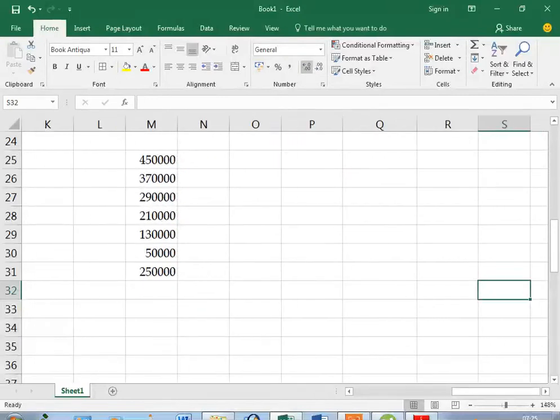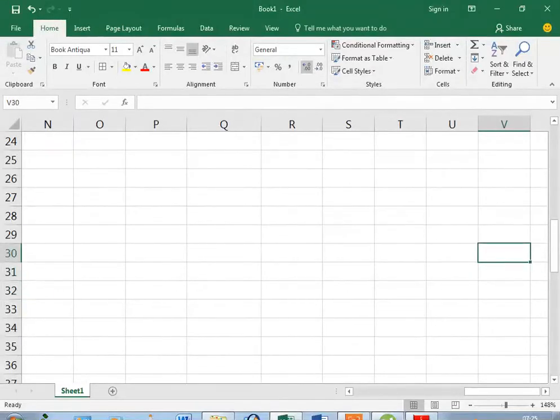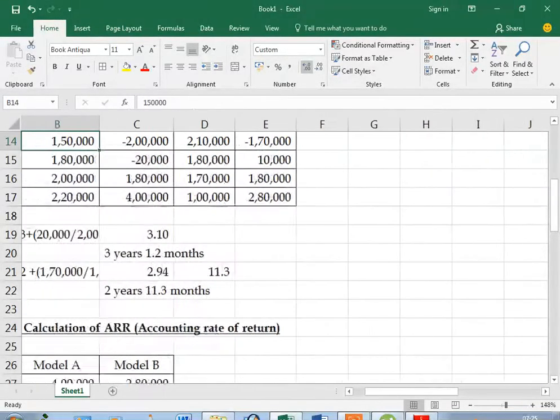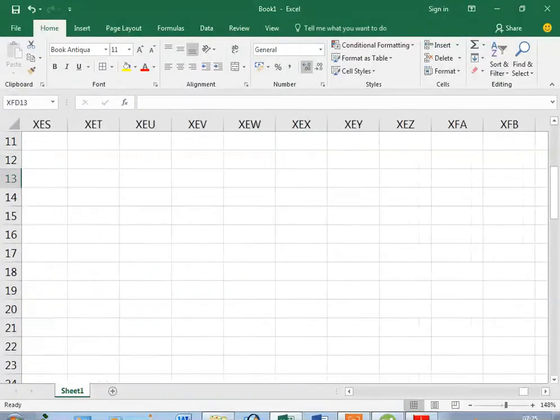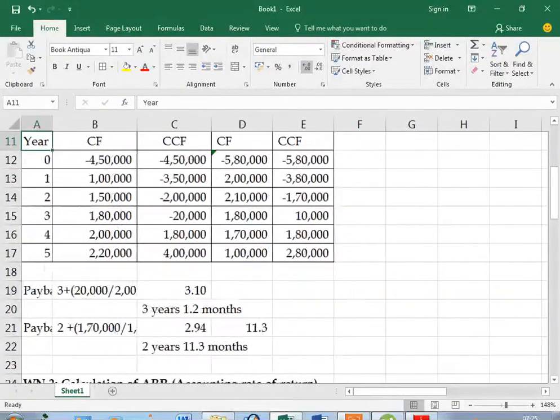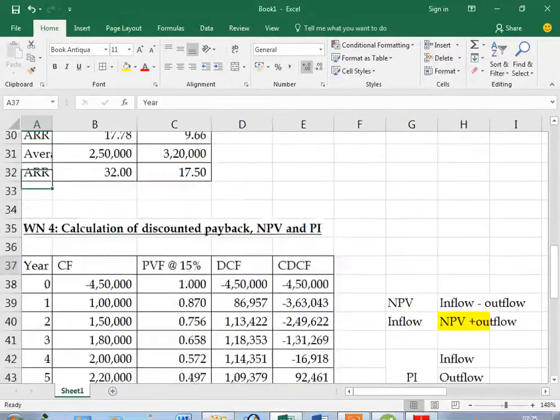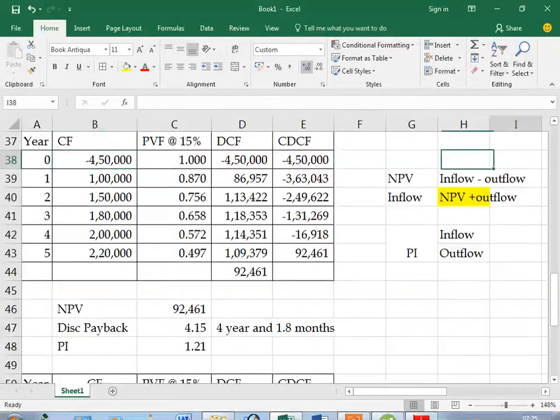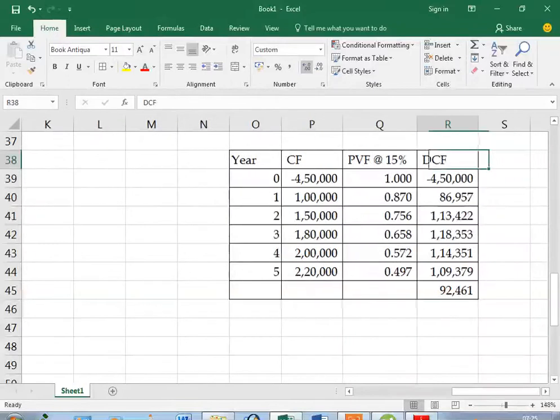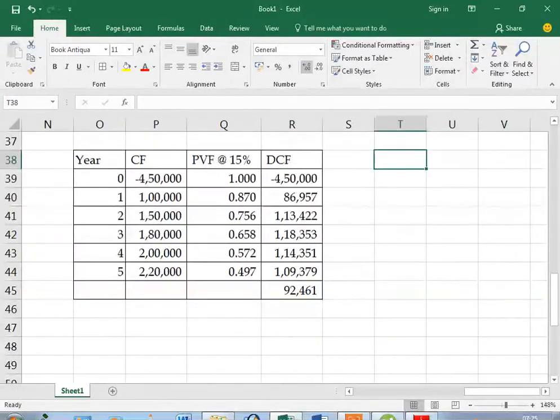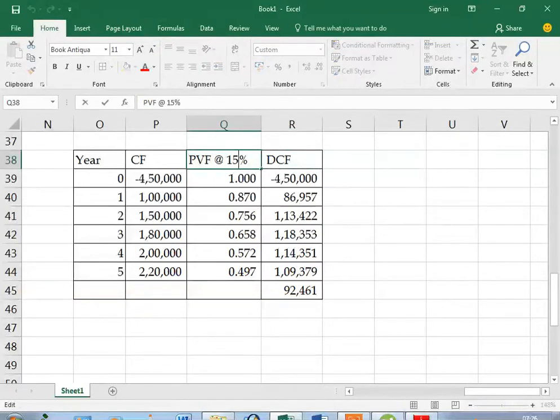Now, whenever I do an IRR question, what you have to always ensure is you always need to have space for 8 columns. Whenever you do IRR, I'm going to first start with 21%. PVF at 21%, 2/3 of ARR. I'm going to start with 21.